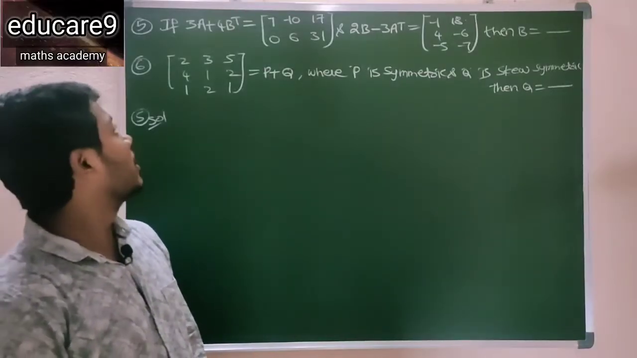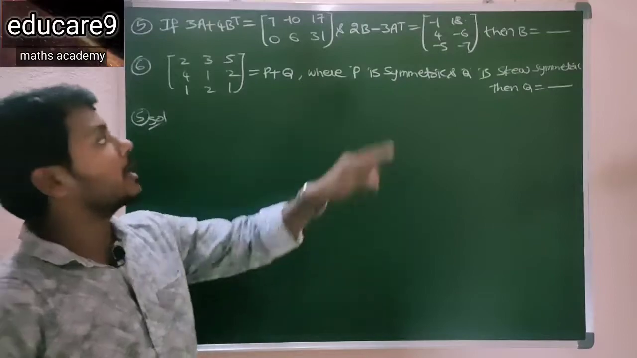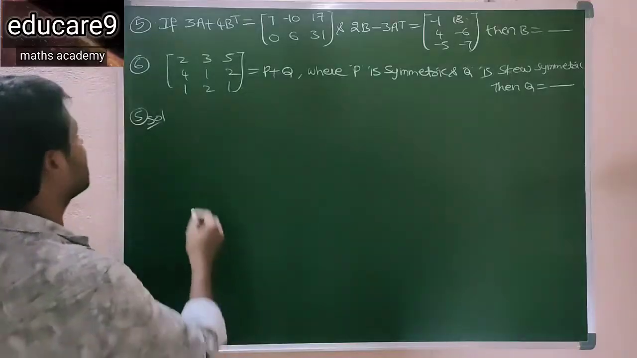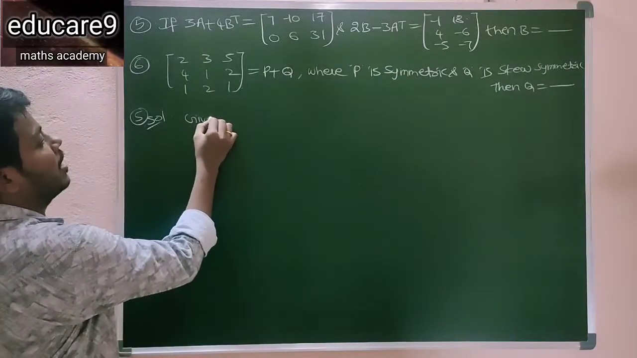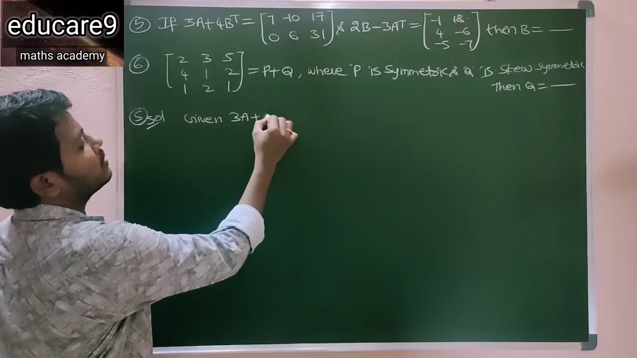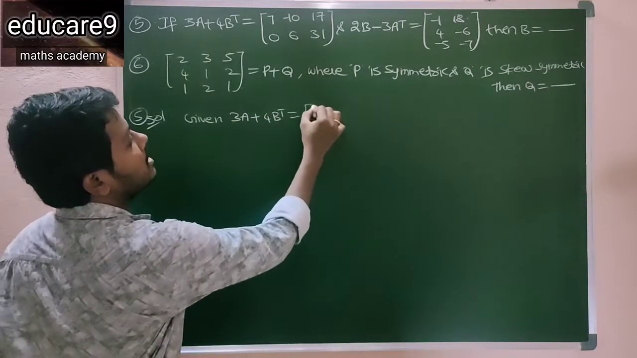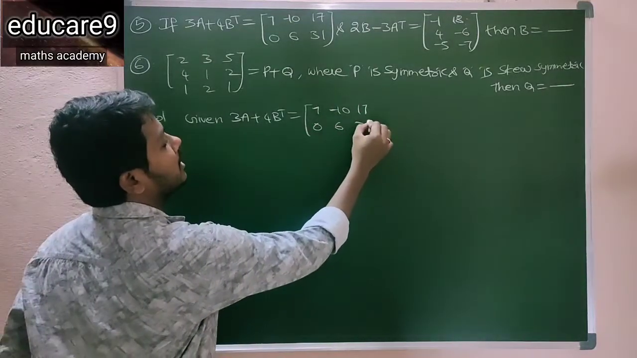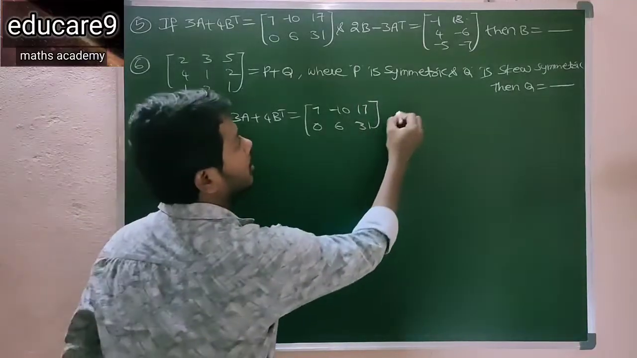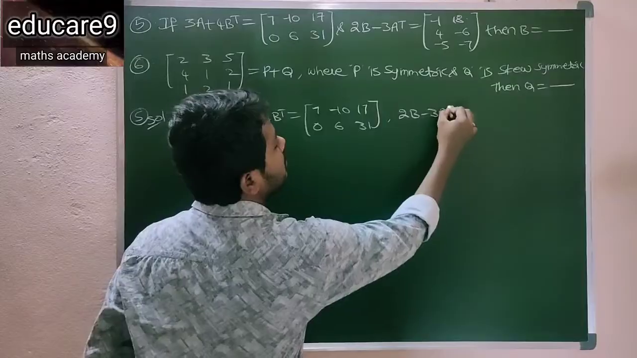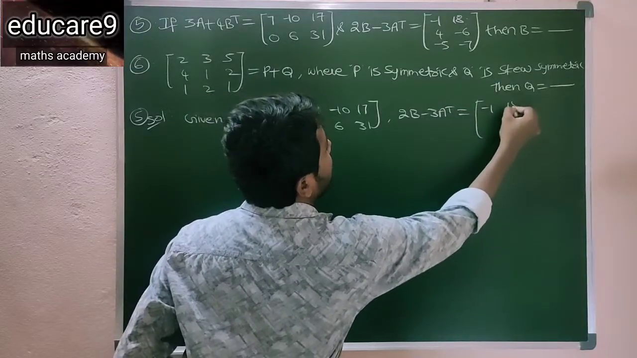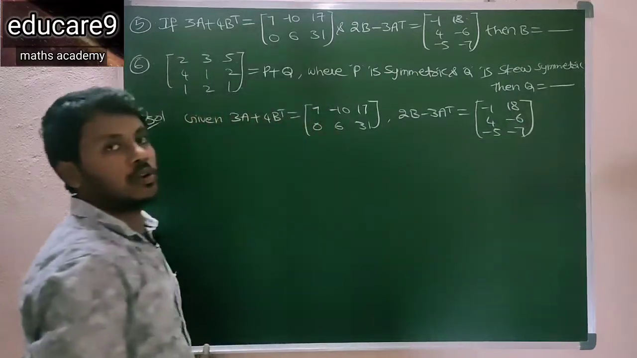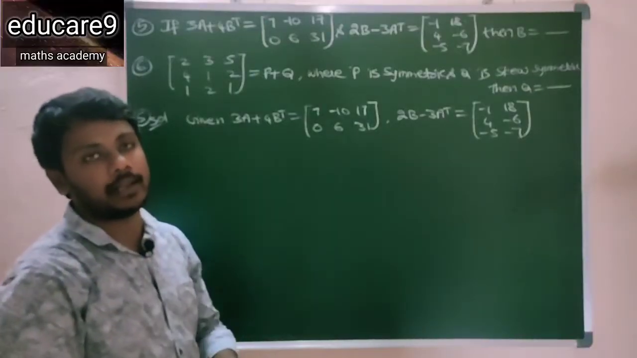So see the next question. (3A plus 4B) transpose and (2B minus 3A) transpose are given. Then find matrix B. Given (3A plus 4B) transpose, what is that? [7 minus 17; 0 6 31]. And (2B minus 3A) transpose, what is that? [Minus 1, 18, 4; minus 6, minus 5, minus 6]. So using these two matrices, you can find matrix B.